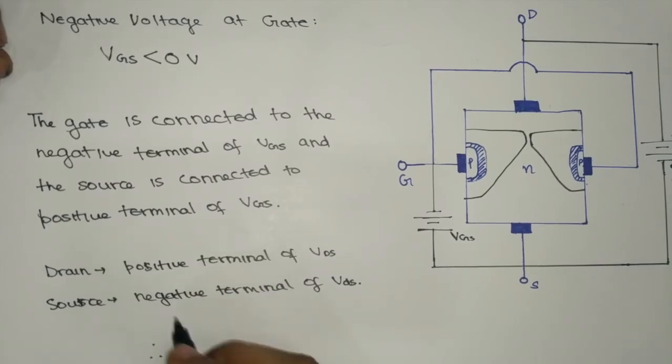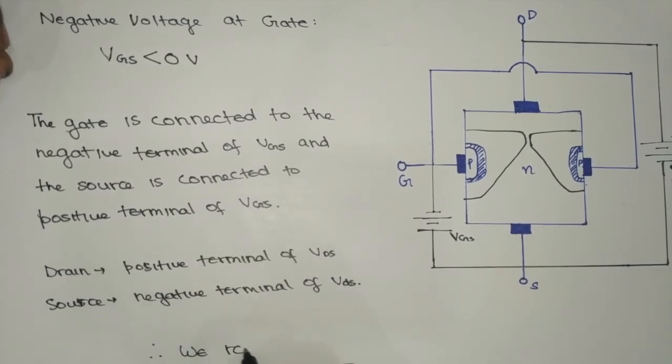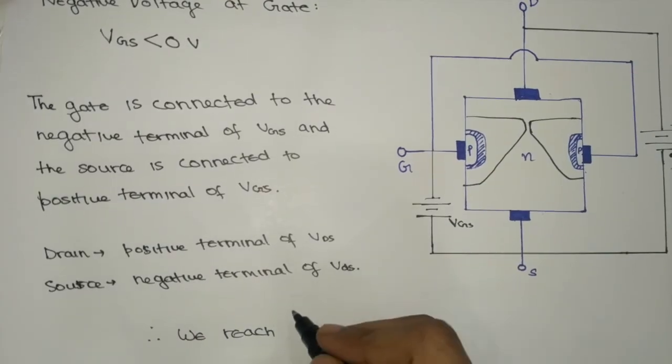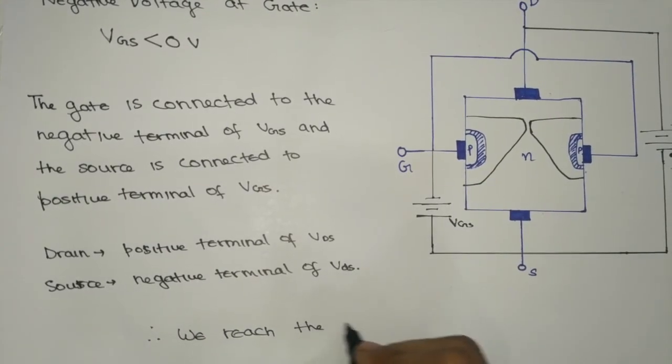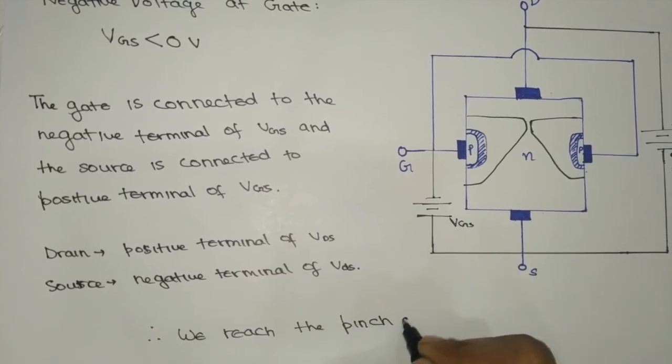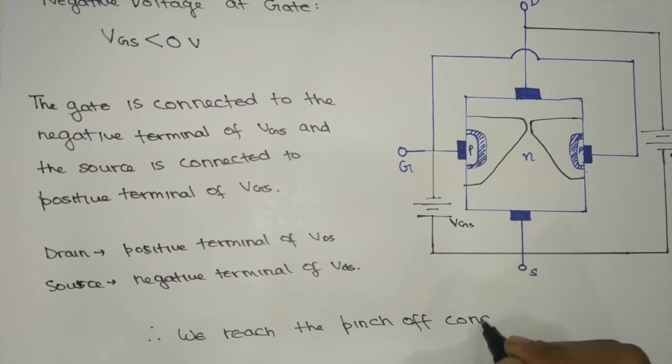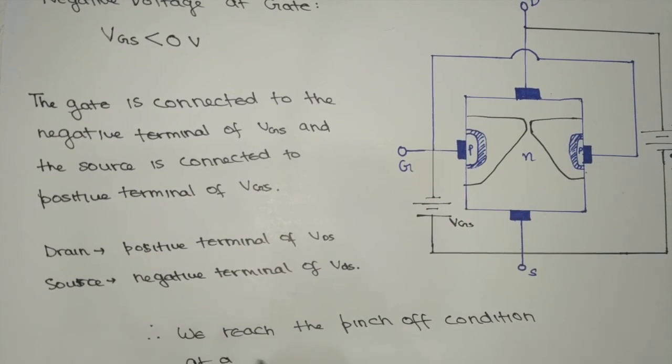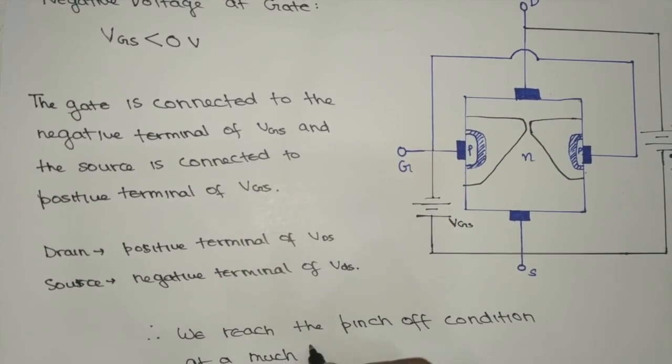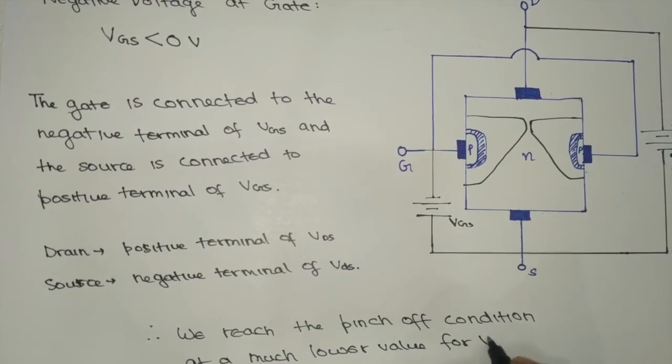Therefore, we reach the pinch off condition or the saturation condition at a much lower value of VDS. Thus, the objective of this negative voltage at the gate is to obtain saturation at a lower value of VDS.